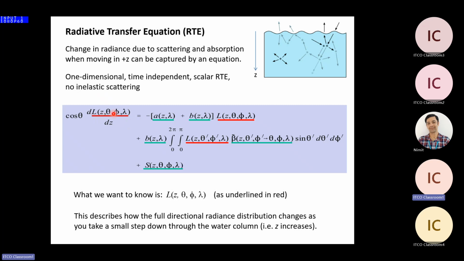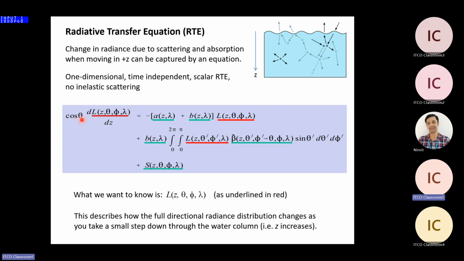So what you see here, L, this is what I've been talking about. This is the thing we want to know. This is the radiance over the sphere of all directions at a certain point in the water column at a certain depth, Z. And what this first bit means, d/dz, it's a differential equation. I don't know if everybody's comfortable with this kind of stuff, but basically it just means what is the change in this as you take a small step in Z. So as you come down a little bit, what happens to this radiance distribution?